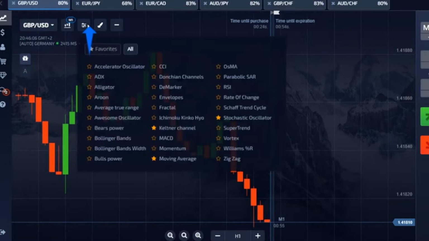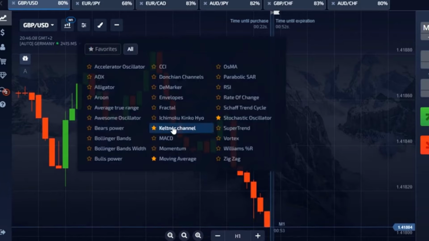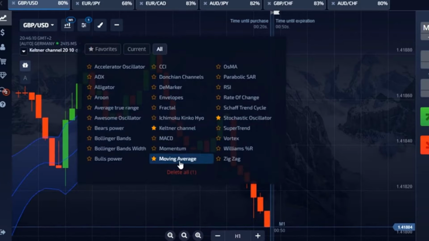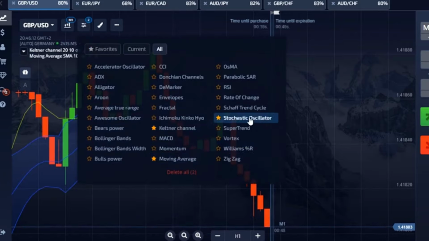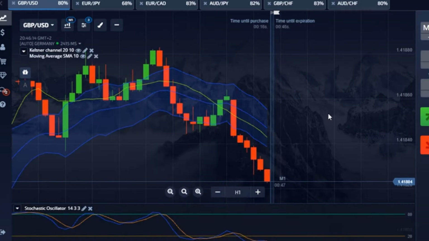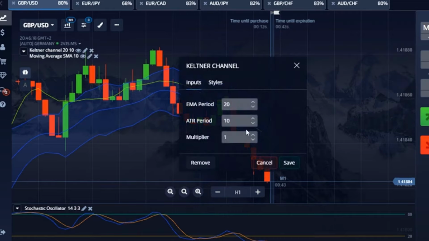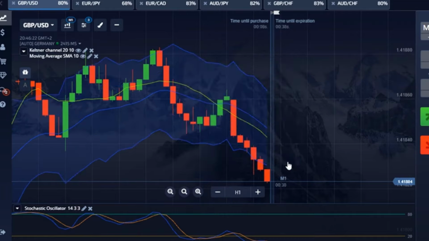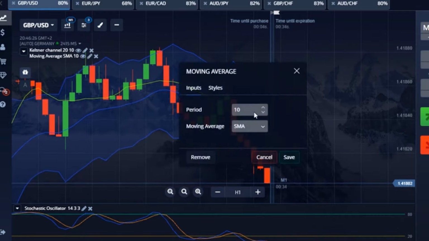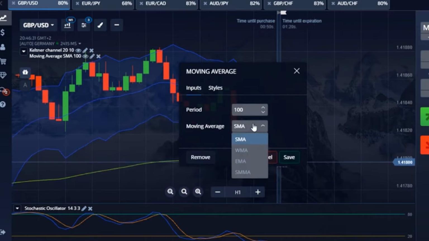Go to indicators and select the following indicators: Keltner channel, moving average and stochastic oscillator indicators. Edit the Keltner channel indicator multiplier from 1 to 2 and save. Change the moving average indicator period to 100. The moving average type should be exponential moving average, EMA, and save.